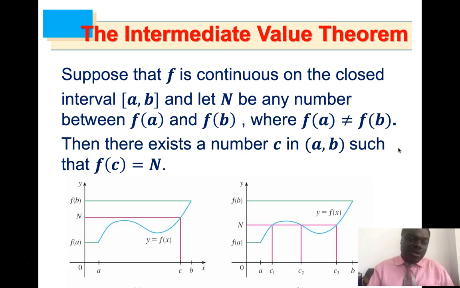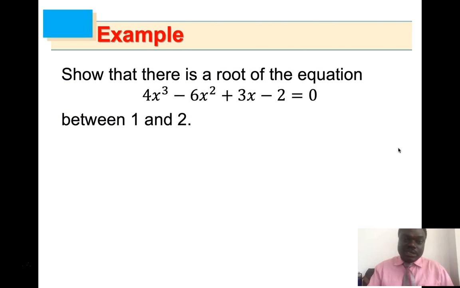Okay, let's see how useful this theorem is. Let's say that you want to show that there is a root of the equation 4x cubed minus this equals 0 between 1 and 2. There must be a root between these. This means that there is a value of x for which this is equal to 0. So what we can do here is let this function be equal to f of x, and this will be our a and b.